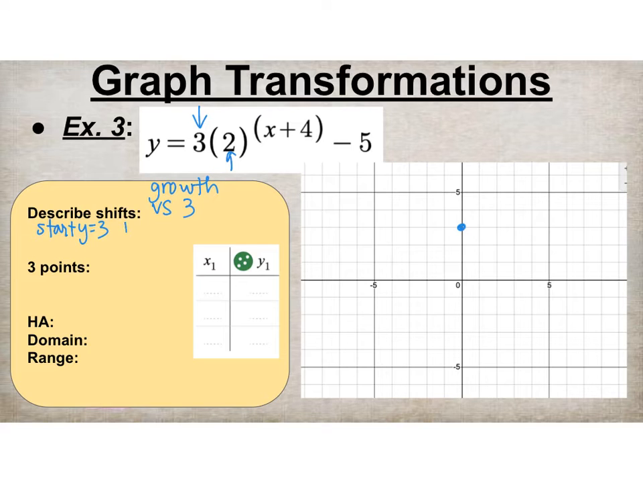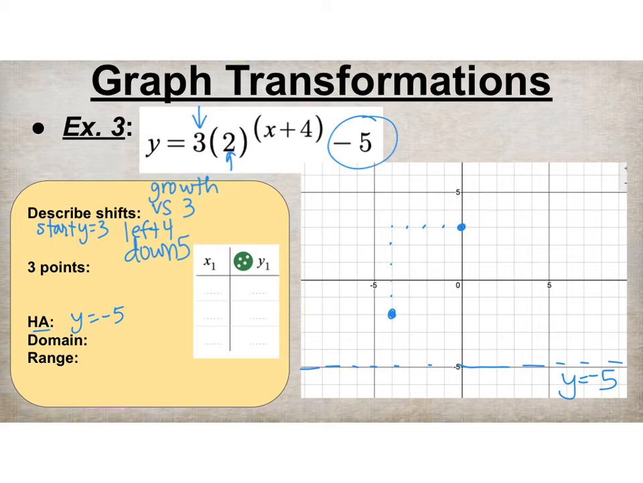That's the point that I'm going to then move left 4 and down 5. The down 5 is going to tell me my horizontal asymptote, y equals -5. So I'm going to plot that because that's going to help me make sure my graph is in the correct spot. So from this original point of 0, 3, I'm going to move left 4 and down 5. And I have a point right there. So that point is -4, -2. Notice I'm putting it in the middle of my table.